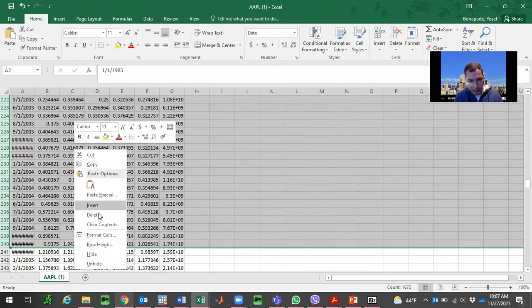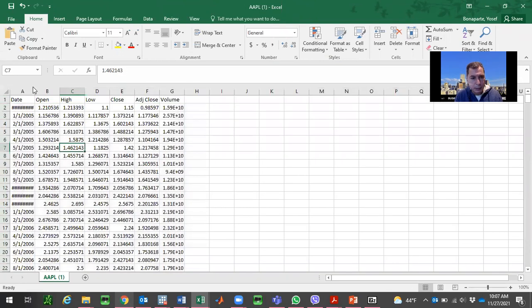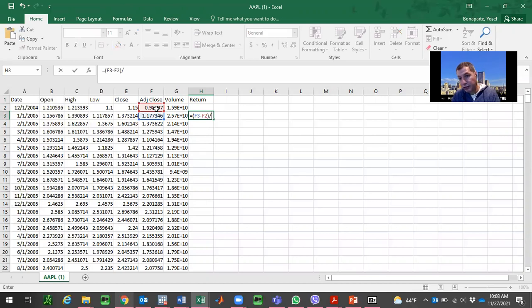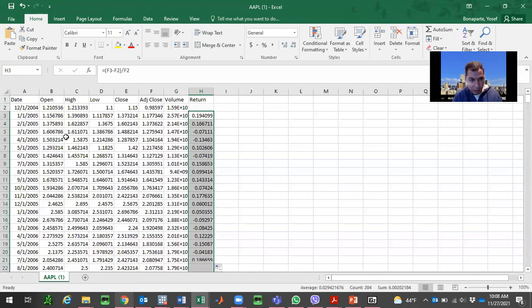Okay, good. I got everything I need about Apple. Let me explain something: close and adjusted close. The close is the price of Apple closing. Adjusted close accounts for dividends, and Apple gives dividends. So when you do the return for Apple, I will use the adjusted close because dividends matter. It's not that big money here, but you have to do it right. So F3 minus F2 divided by F2, which is the adjusted price for today minus the adjusted price for last month, divided by last month. Enter. Double click. So now we have the returns starting from January.